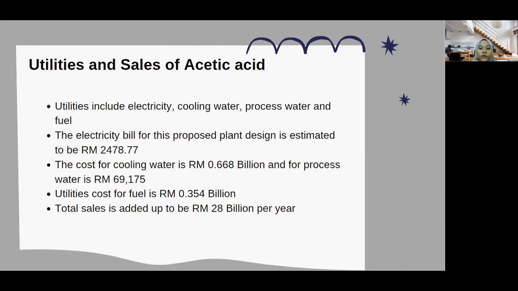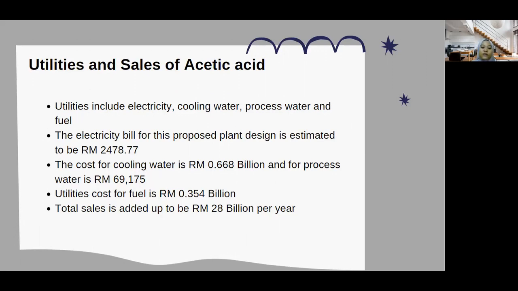While for the absorbent that will be used in this project, which is MTBE, is approximately 326 million Malaysian ringgit. There are two catalysts, which are palladium and phosphoric acid, with costs determined to be 26 billion Malaysian ringgit and 37 million Malaysian ringgit per year respectively.